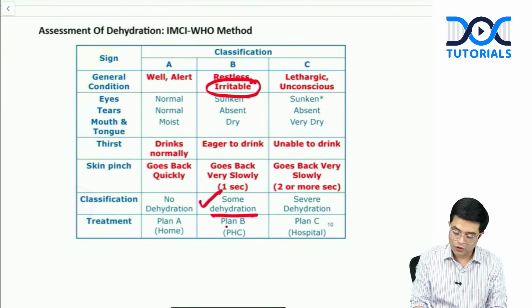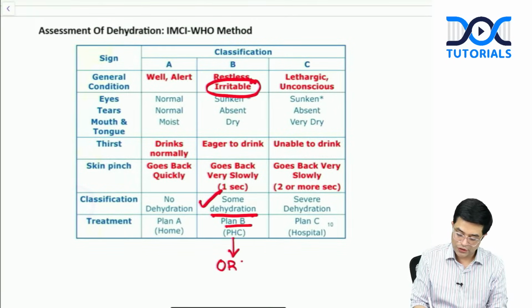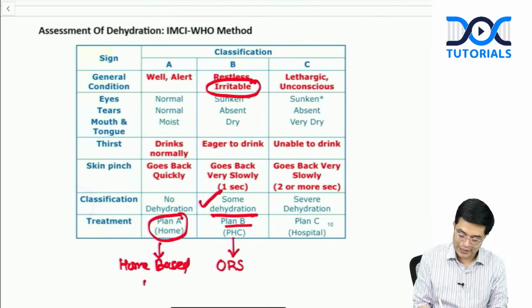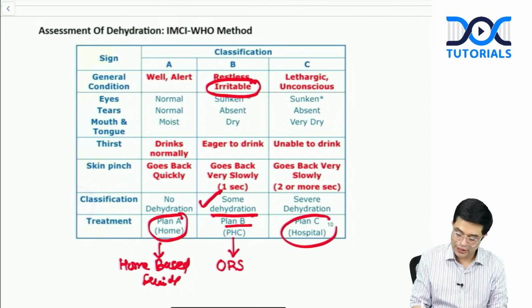Some dehydration में हम follow करते हैं plan B. And what do we follow in plan B? We give WHO recommended ORS. Plan A, where there is no dehydration, we give home based fluids. And in plan C, where there is severe dehydration, we give IV fluids in the patient. Which is the best IV fluid? It is Ringer's lactate which is given.